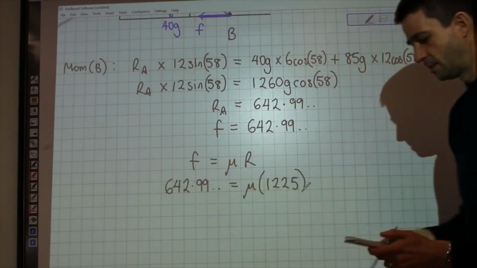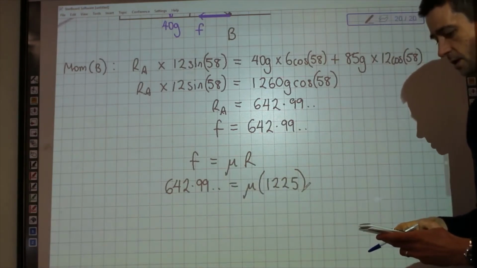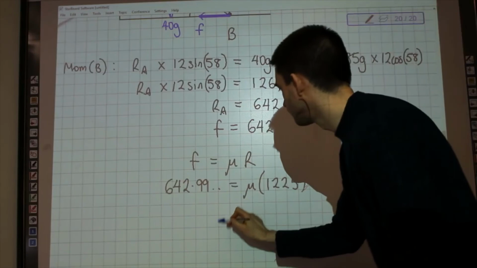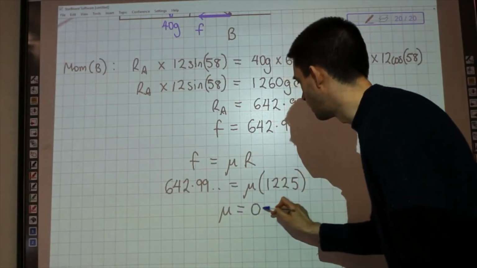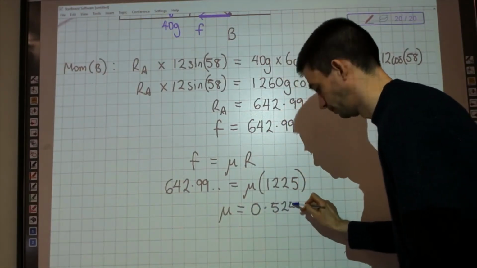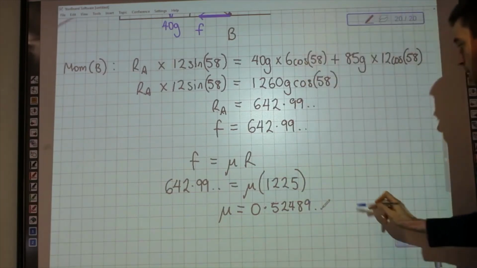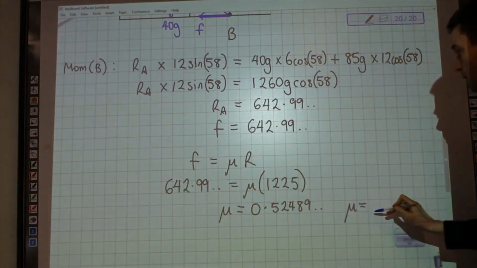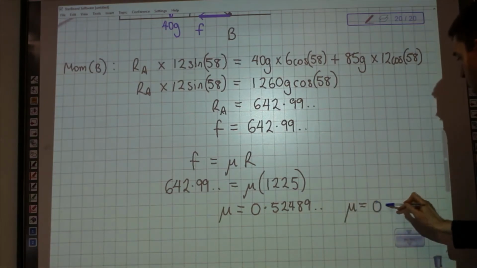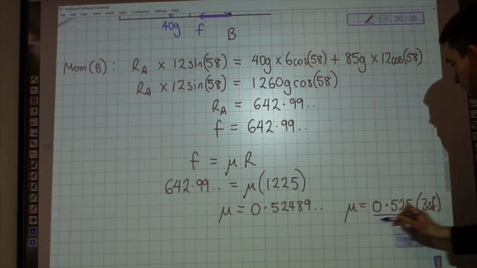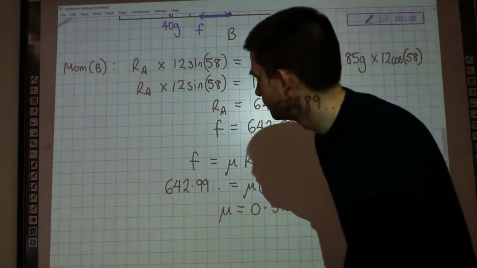So if I do this number here, 642.99 divided by 1,225, I get mu to come out as 0.52489. So my coefficient of friction is 0.525 to 3 significant figures.